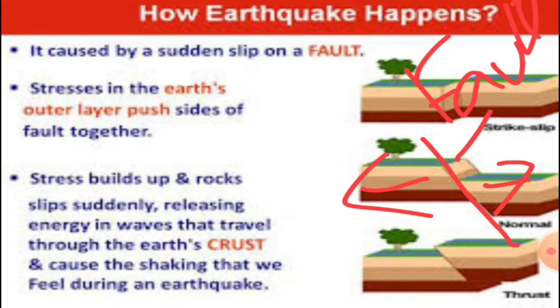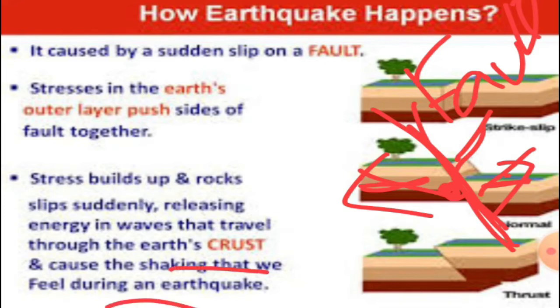Now as the overlying rock strata presses them, and due to this movement, friction is created, and the friction locks the rock strata together. However, there is a tendency to move apart, so at some point of time they will overcome the friction, and the rocks get deformed and abruptly slide past one another. And as the rocks slide past one another, it suddenly releases energy in waves that travel through the earth's crust and cause the shaking that we feel during an earthquake.